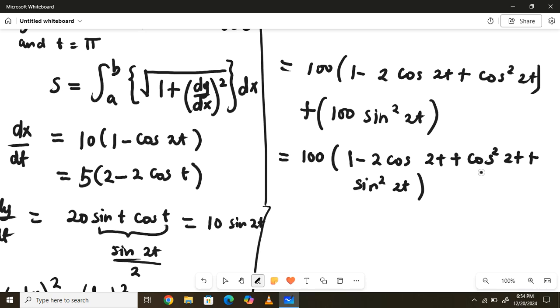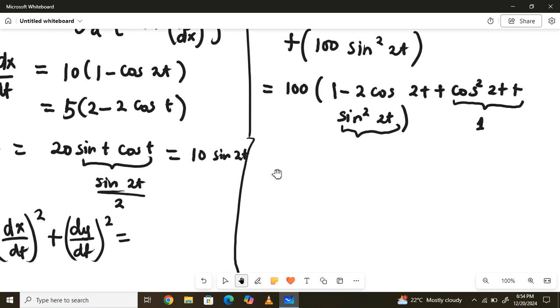From our trigonometric identities, we know that cos squared x plus sin squared x gives us 1. So sin squared 2t plus cos squared 2t is going to give us 1. And now we will be left with 100 into 1 minus 2 cos 2t as our value.